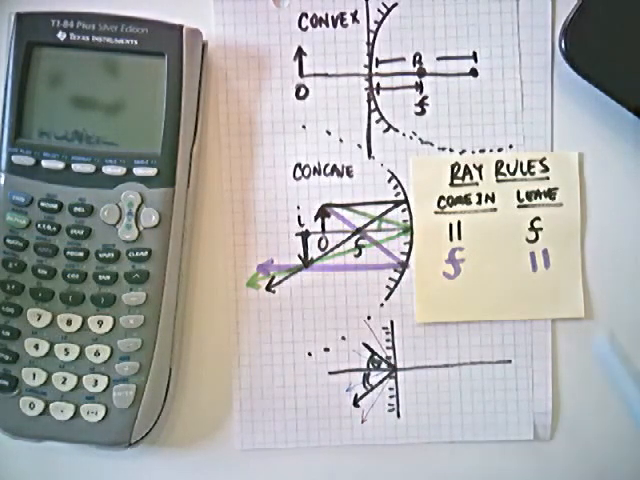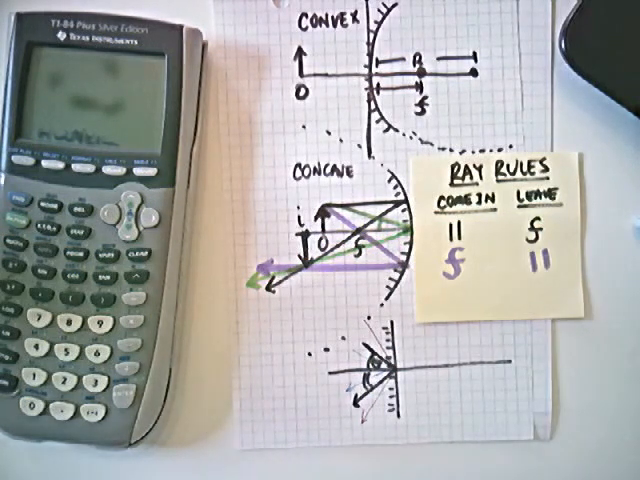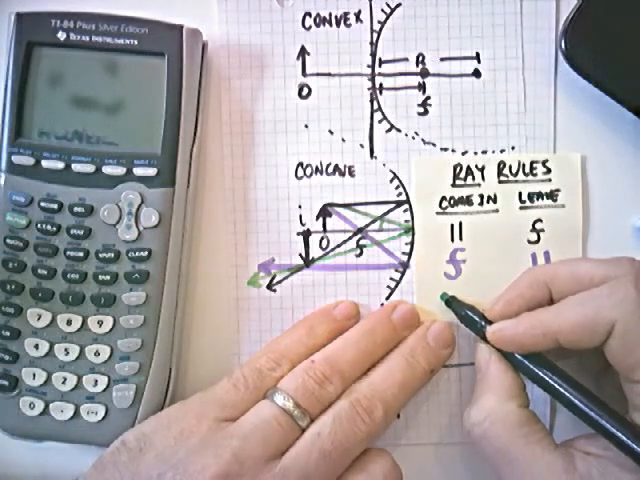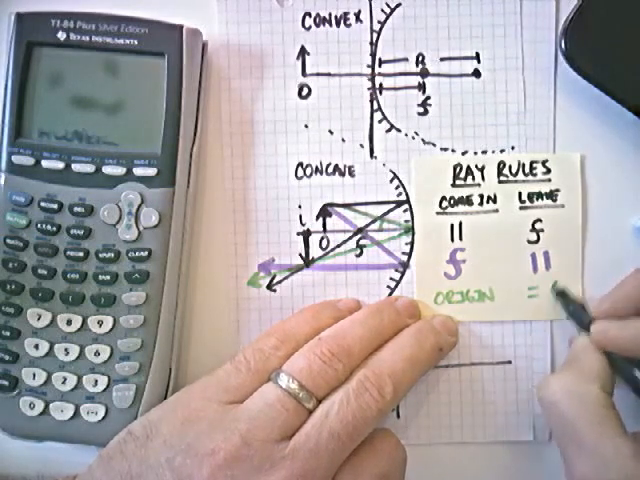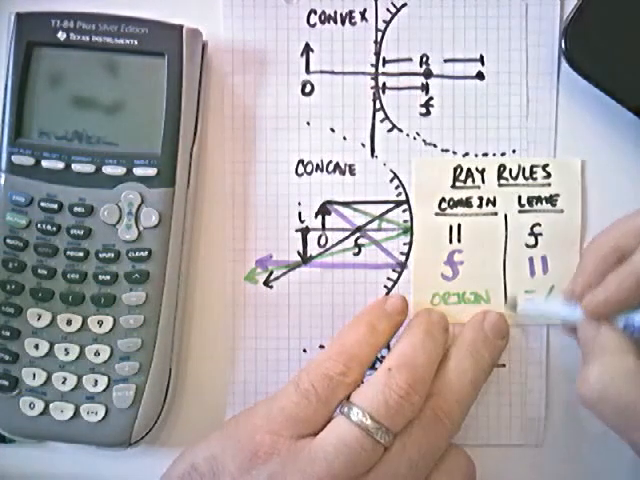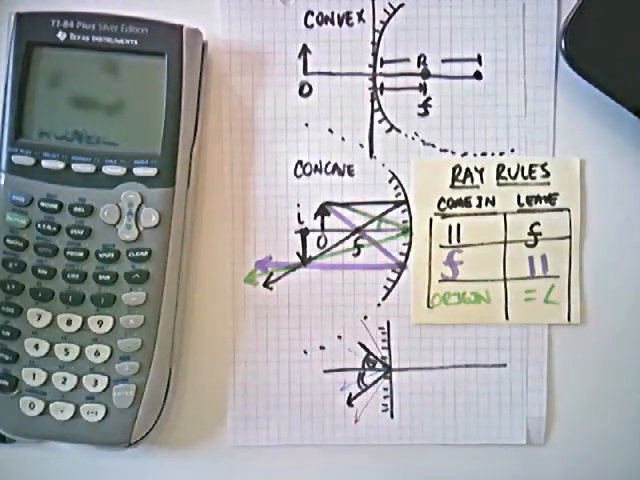But this is what we call ray rules, and they never change. We always come in parallel, leave based on the focal. We come in through the focal and then leave parallel. And last but not least, we come in based on the origin, and then we leave at an equal angle. So these are our different ray rules, and we can use them to help us figure out how light will travel when it interacts with an optical instrument such as a mirror.